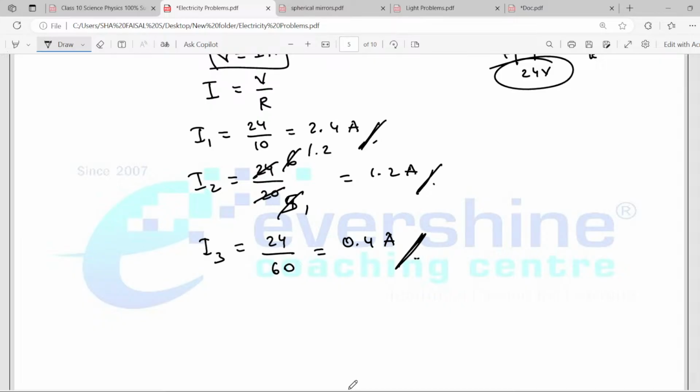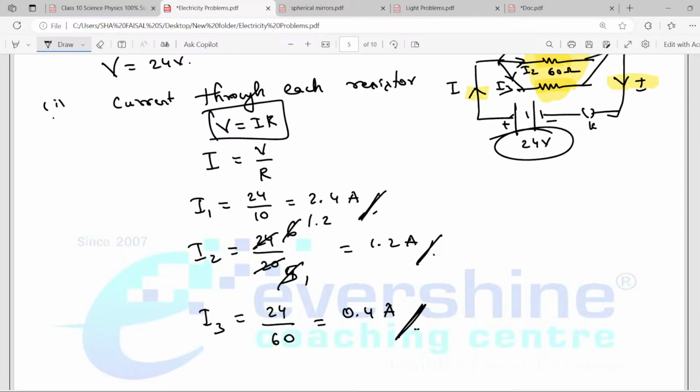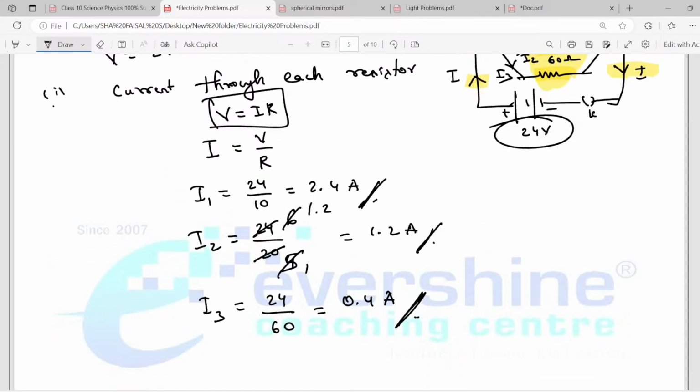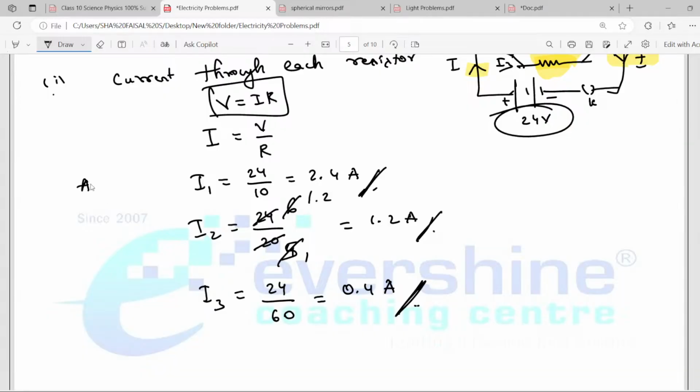So what have we calculated? We have calculated the current through each resistor. At R1 we got I1 current, at R2 we got I2 current, at R3 we got I3 current. So we have done this. Now coming back to case 2.